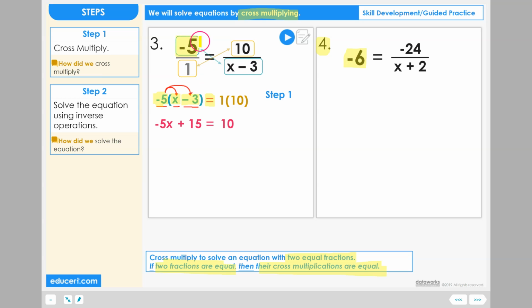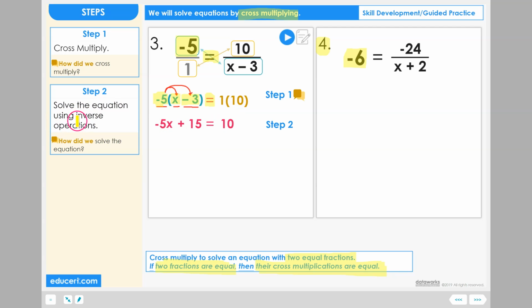And then we did the cross multiplications, the numerator to the other denominator to the other numerator, and set them equal to each other because these two fractions are equal. And we know if two fractions are equal, then their cross multiplications are equal. And then after that, we distributed the -5 times the x minus 3, and the easy multiplication on the other side, 1 times 10.